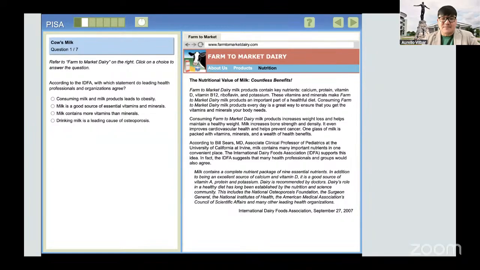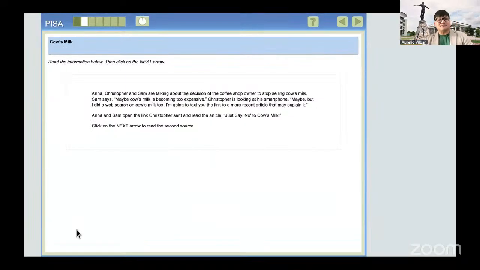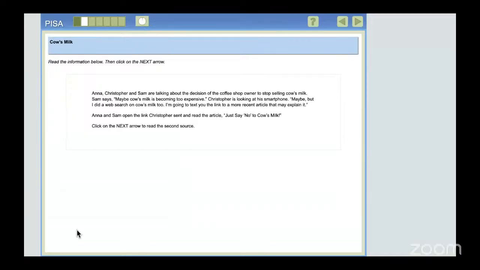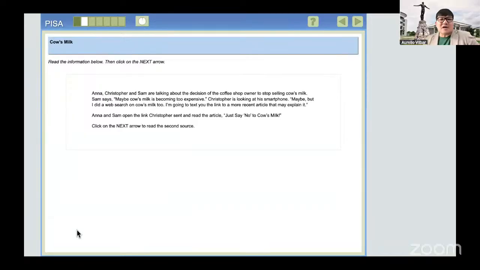Di po ba? Secondly, now next, here, read the information text below. Then click on the next button. Anna, related pa rin. Anna, Christopher, and Sam are looking about the decision of the coffee shop owner to stop selling cow's milk.